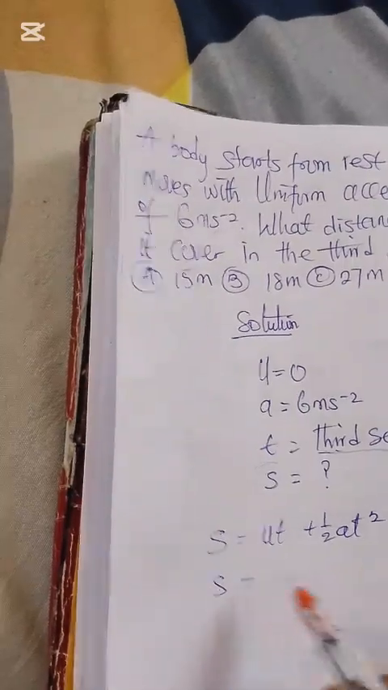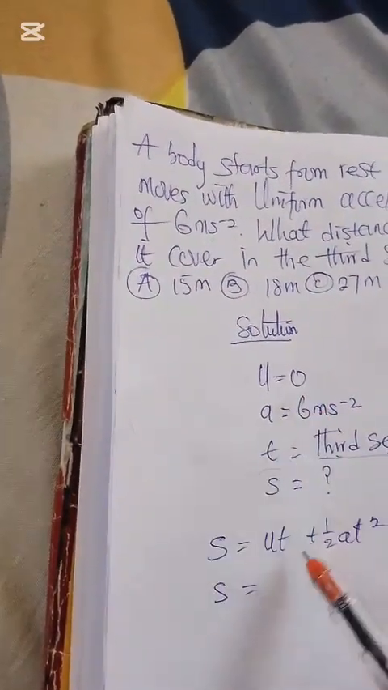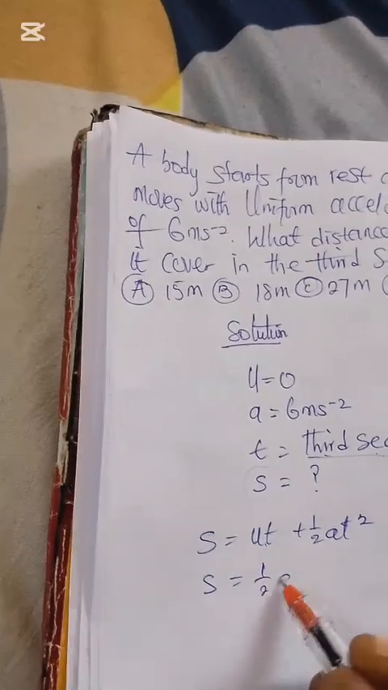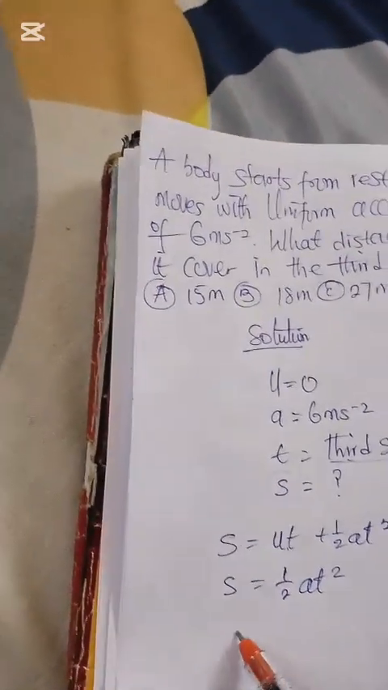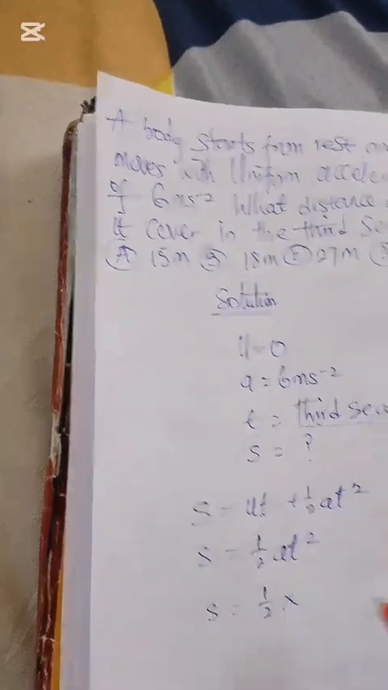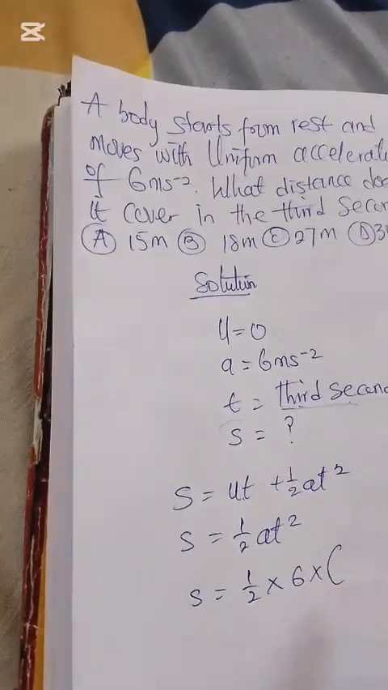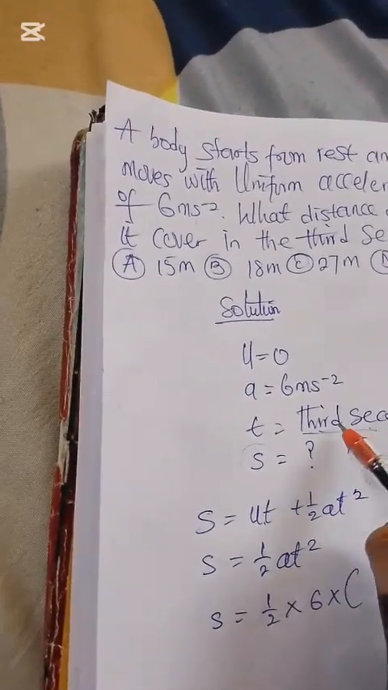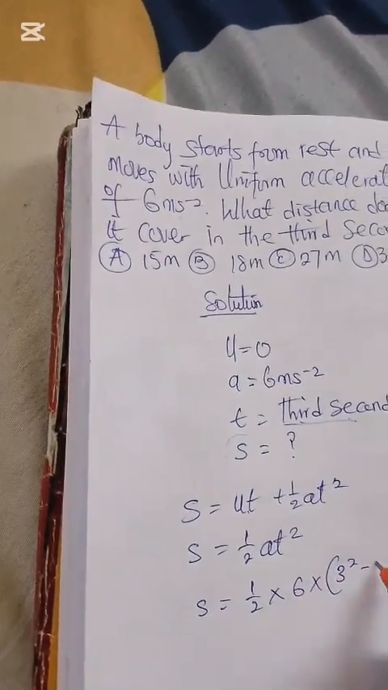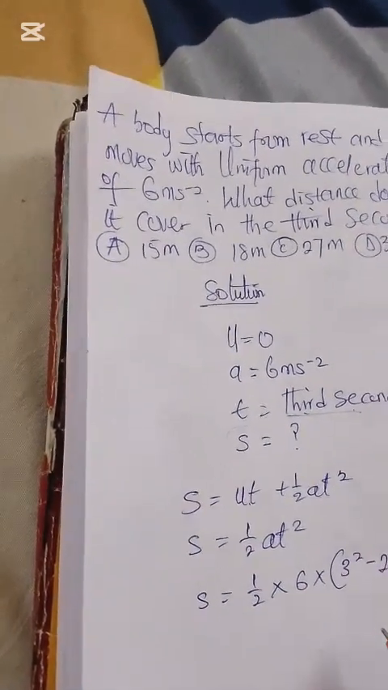We don't know. Remember, initial velocity is 0, so 0 times time will be 0. So we have 1 over 2 AT square. So that distance covered will be 1 over 2 times the acceleration here is 6, then times the time here is 3 seconds. Remember, it is square. So 3 square minus, we also solve for 2 seconds.